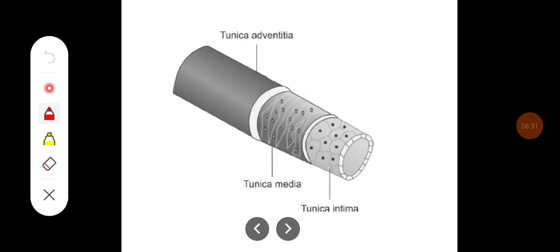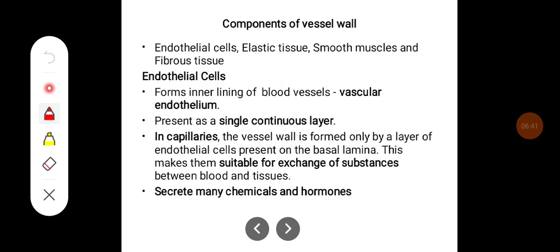This is the diagram showing different layers: tunica adventitia, which is outer, tunica media, the middle layer, and tunica intima, the most internal layer, which consists of endothelial cells. Endothelial cells, elastic tissue, smooth muscles, and fibrous tissue. So these are the different components of the blood vessels.